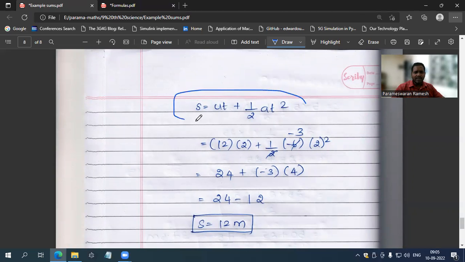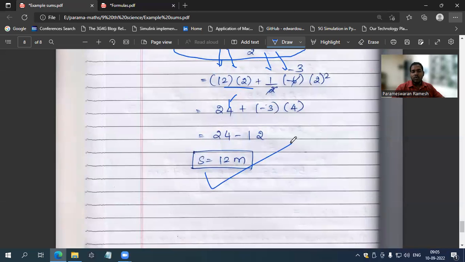Then you have to substitute to find the distance, because they are asking only the distance covered. The formula is s equal to ut plus 1 by 2 at square. You have found the value of u, and you know the values of a and t. Once you substitute these values, you can get the answer. u is equal to 12, t is equal to 2, so 12 into 2 is 24. Then 1 by 2 into minus 6 into 2 square: 2 and 6 get cancelled, so you get minus 3, and 2 square is 4. Minus 3 into 4 is minus 12. So s equal to 12 meter.